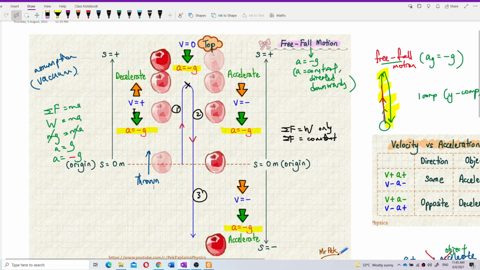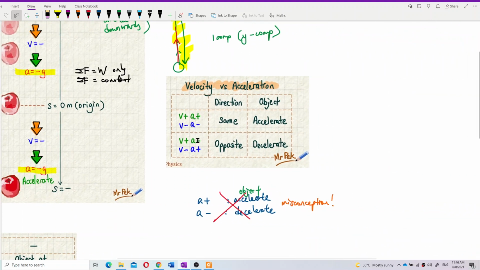Because velocity and acceleration are in opposite directions. Velocity is positive, upward, acceleration is negative g, downward towards the gravity, towards the center of the earth. So one upward, one downward, opposite directions. When velocity and acceleration are in opposite directions, the object decelerates.